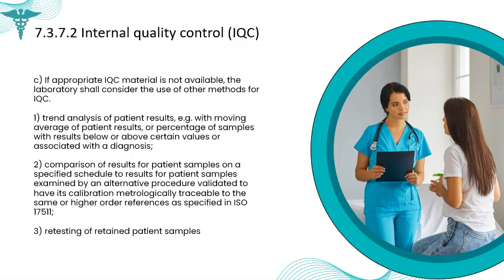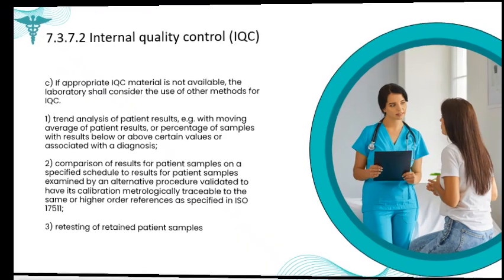Examples of such alternative methods include trend analysis of patient results, such as moving averages, the proportion of samples with results above or below specified values, or results associated with particular diagnoses; comparison of patient sample results on a defined schedule with results obtained using an alternative validated procedure, where calibration is metrologically traceable to the same or higher order references, as specified in ISO 17511; retesting of retained patient samples to monitor consistency and performance.